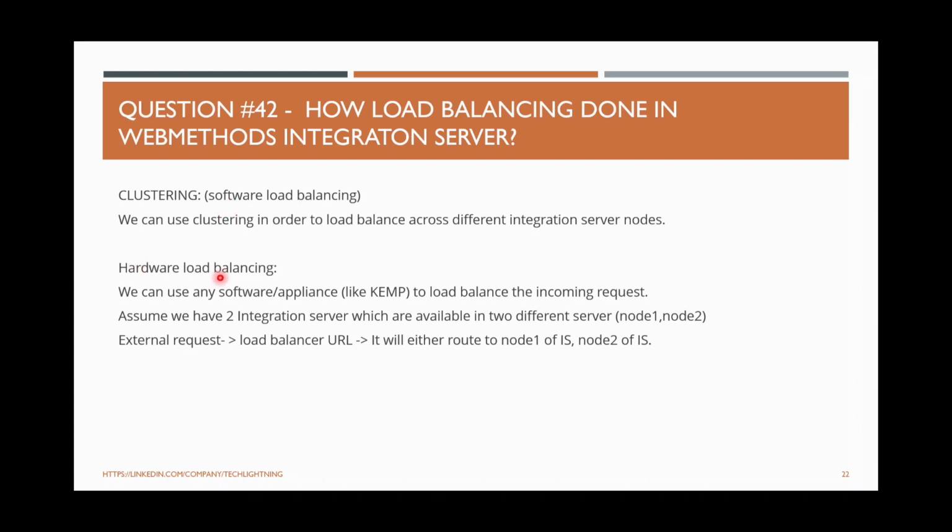And you have one more thing called hardware load balancing. Before the request comes to webMethods itself, I want to load balance it through hardware load balancing. For example, I have a load balancer URL. Instead of sharing my individual server host name and port, I'll create my load balancer URL in the load balancer server, which will receive the request and route it to my individual node. Based on the server availability, it will perform some internal health check. Whichever node is available, it will send the load to that particular node. So this way we can do hardware load balancing as well. I'll move on to the next one.